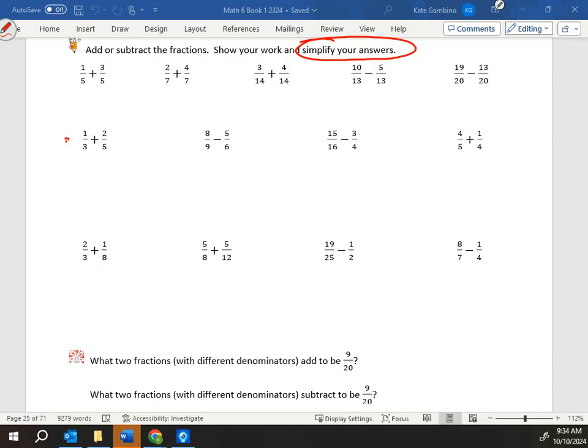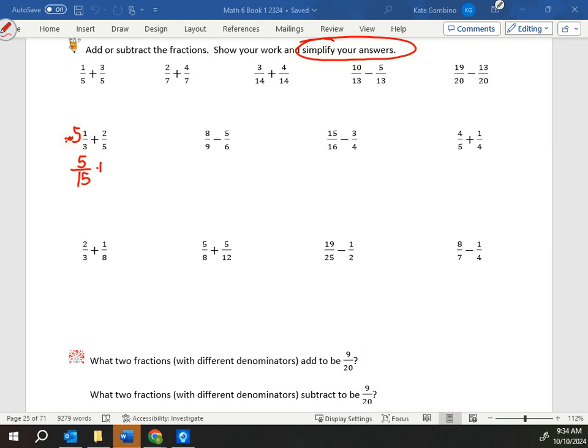Bridget says, well, now, remember when we were talking about those equivalent fractions, I could just multiply the two denominators together. So if I look at 1/3, I'm going to want to multiply that by 5. So 5 times 1 is 5. 5 times 3 is 15.